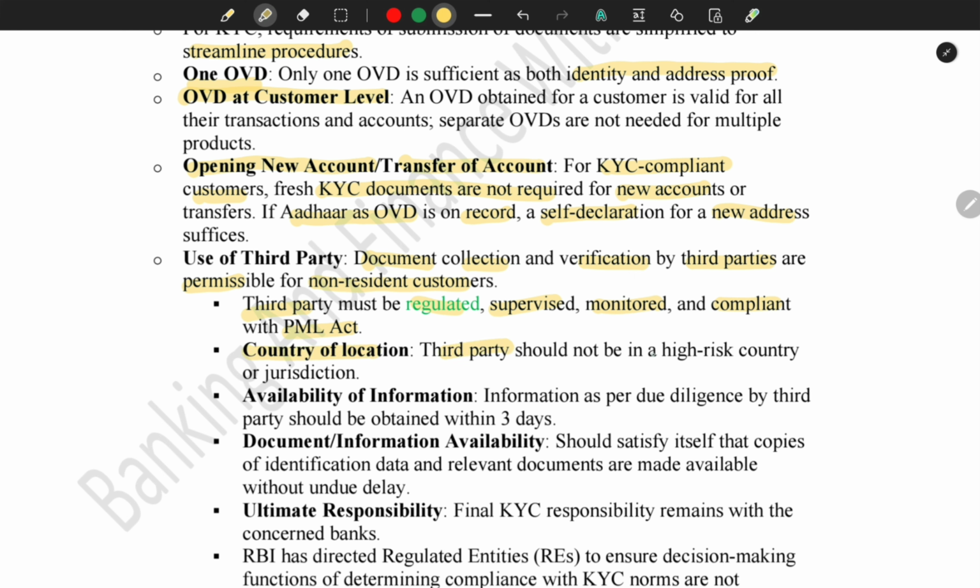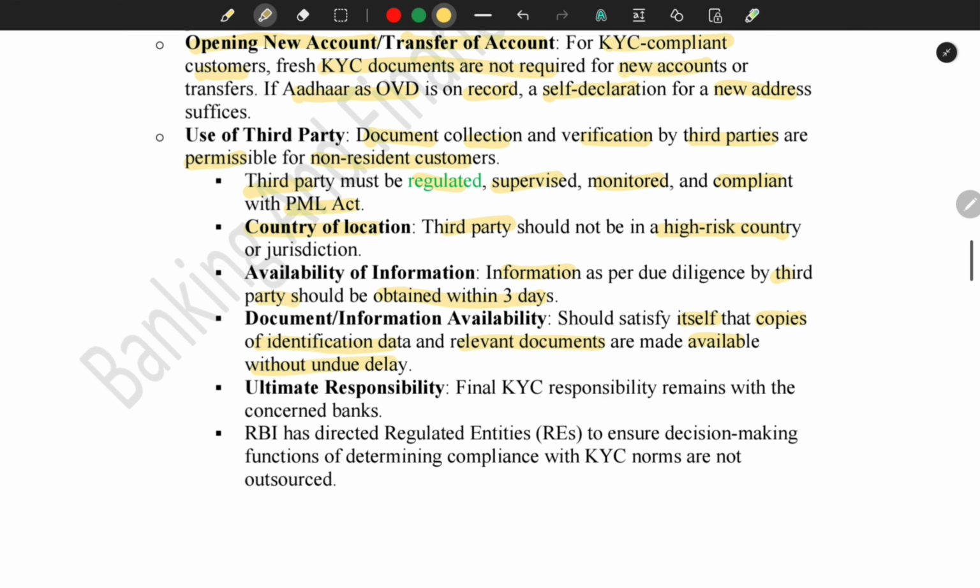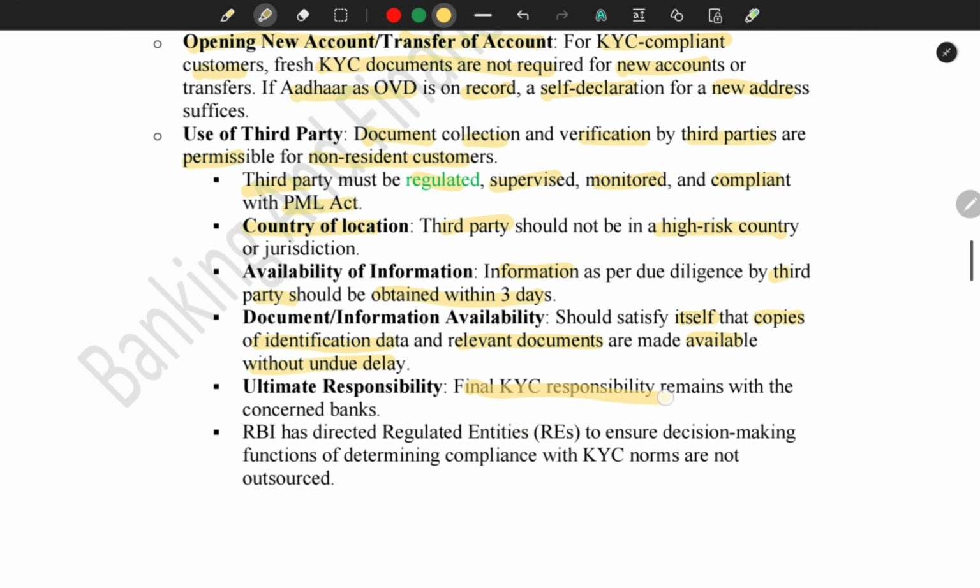The third party should not be in a high risk country. The information by third parties should be obtained within 3 days, and the third party should satisfy itself that copies of identification data and relevant documents are made available without undue delay. But the final KYC responsibility remains with the concerned bank who are recruiting these third parties. RBI has directed regulated entities to ensure that decision-making functions of determining compliance with KYC are not outsourced.